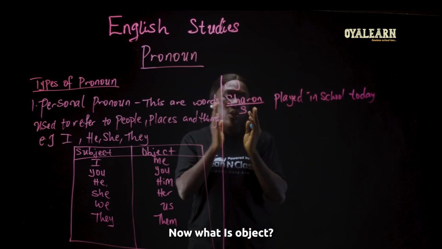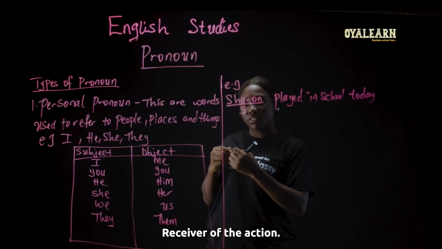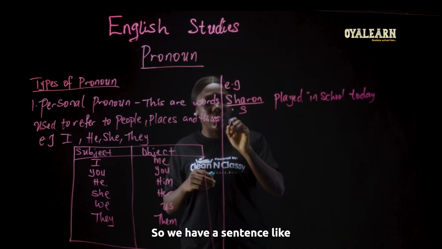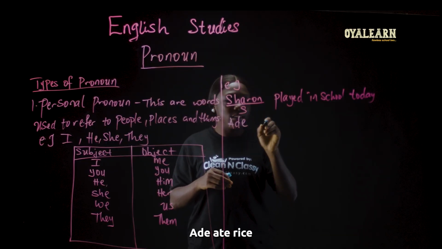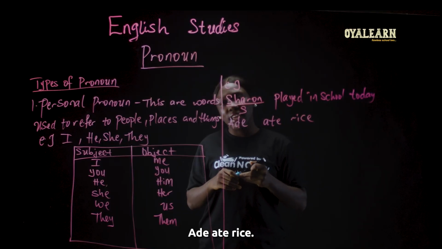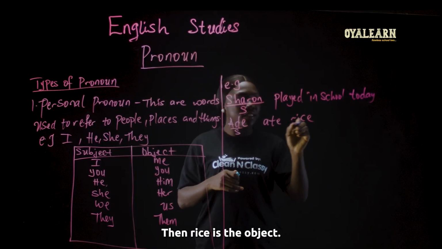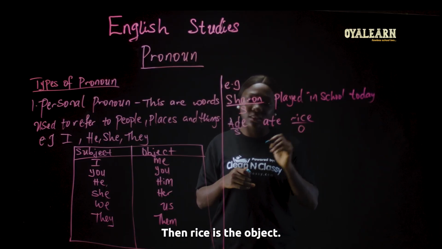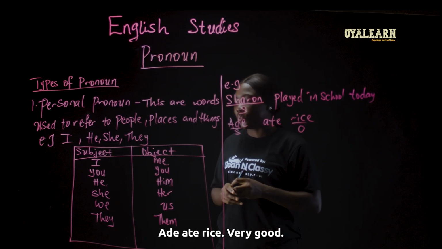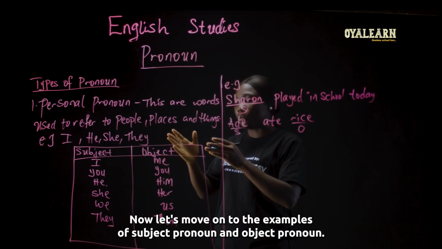Now, what is object? Object is the receiver of the action. So we have a sentence like Ade ate rice. Now, Ade is the subject, right? Good. Then rice is the object. Ade ate rice. Very good. Now, let's move on to the examples of subject pronoun and object pronoun.